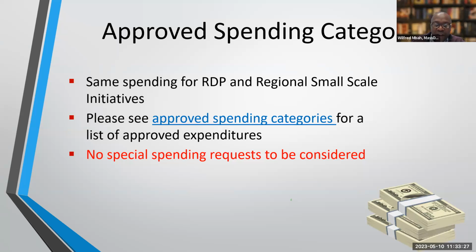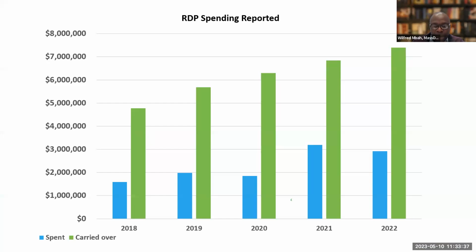Just to underscore here, no special spending requests will be considered moving forward. Next slide, please. Thank you. As illustrated on the chart, close to 7 million was carried over into 2023. So there are still a significant amount of funds out there.